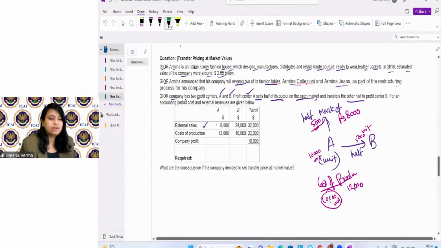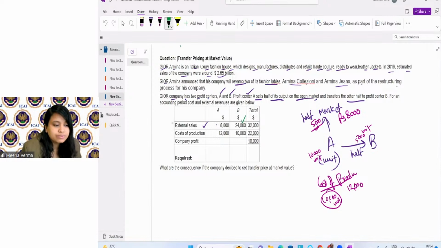All right. Then what is happening here? Now B is selling the goods. They have an external sale and a total cost of production. The total is also given, so I can see the total.